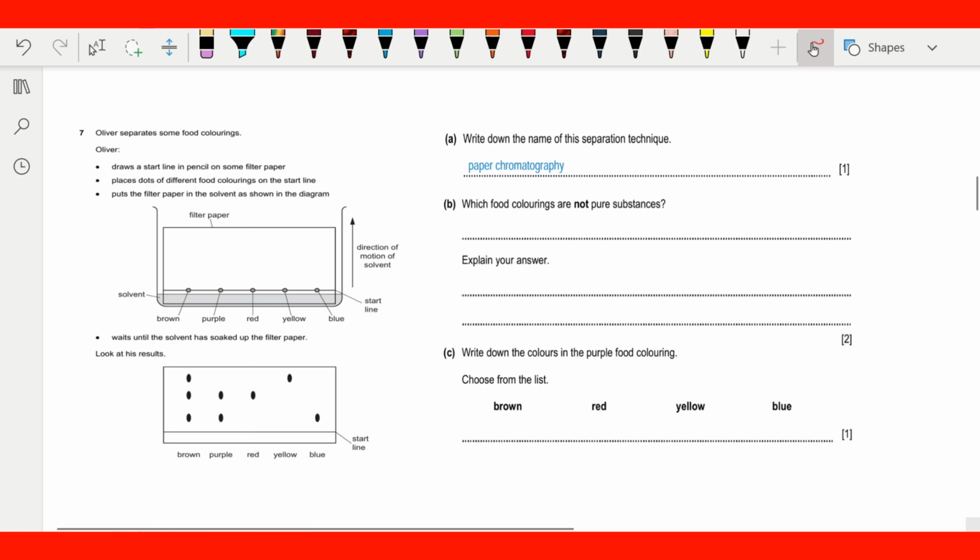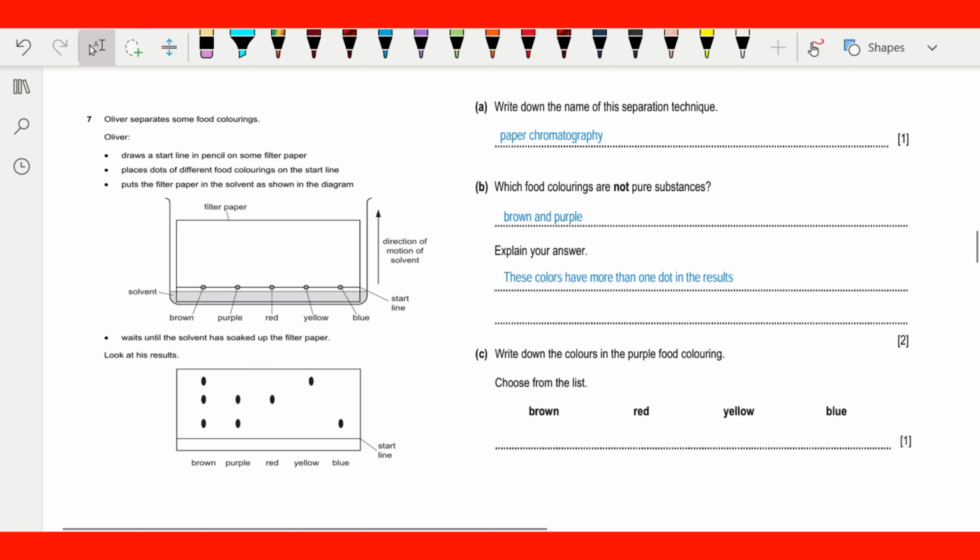Let's check out the answer guys. Okay, well, it's brown and purple. And we see there are 3 components in brown and 2 components in purple. And explain your answer. These colors have more than 1 dot in the result. Alright, now let's move to 7C. Write down the colors in the purple food coloring. Choose from the list: brown, red, yellow, blue.